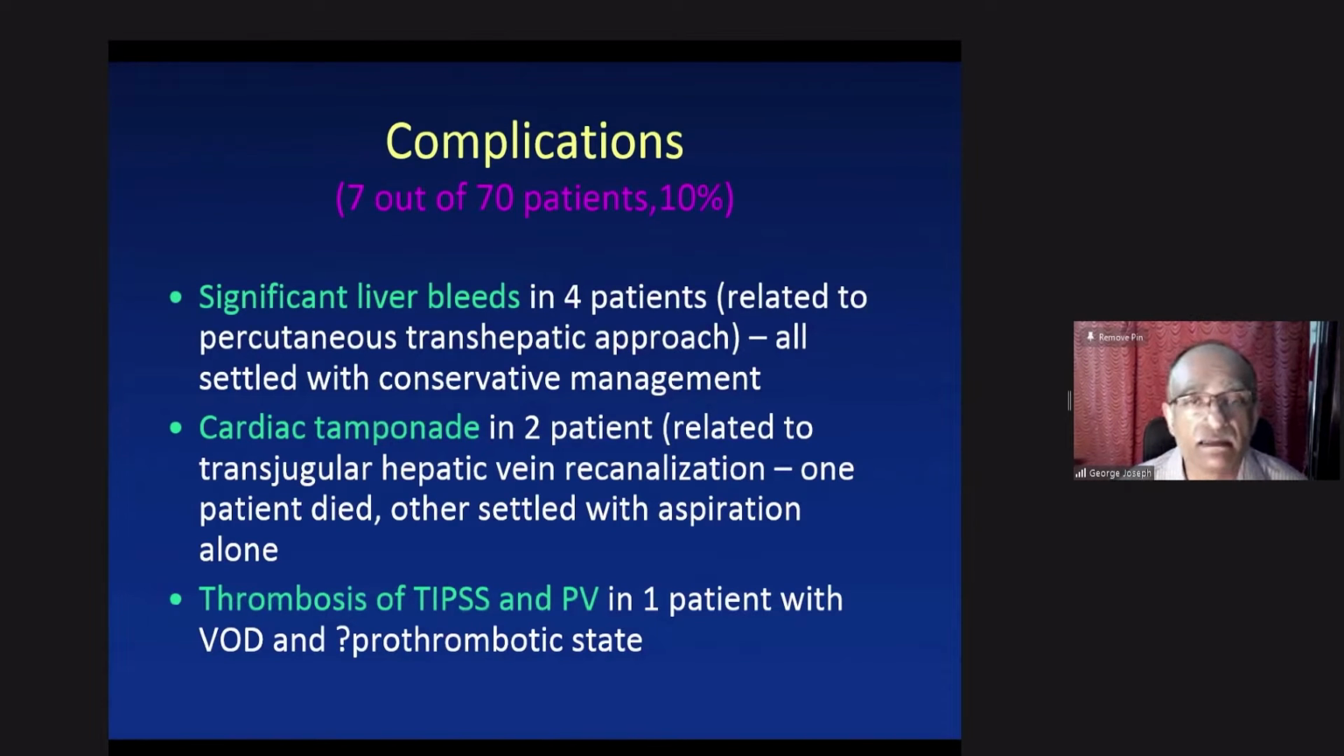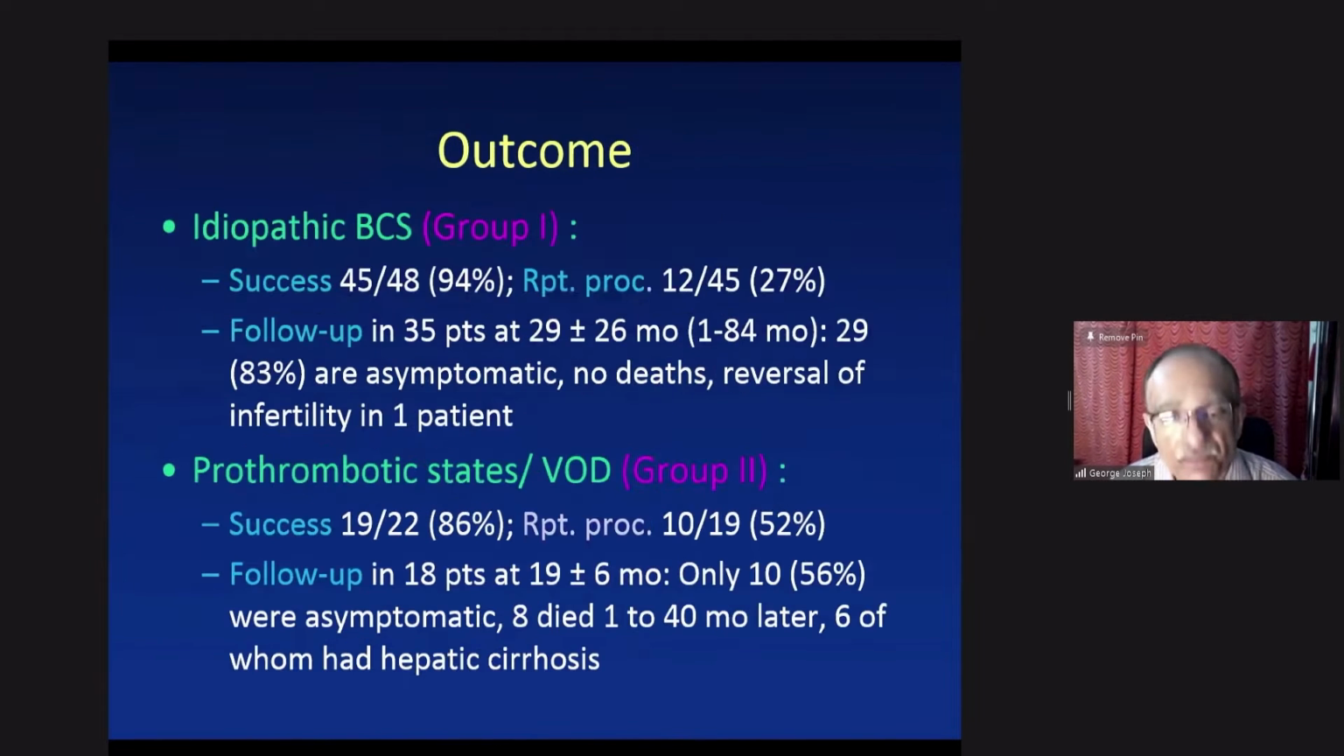So there are complications. 10% was the overall significant complication rate, mainly significant liver bleeds, but most of these can be treated conservatively. And we had 2 cardiac tamponades, which were related to the transjugular hepatic vein recanalization. And then we have thrombosis of the TIPS or the portal vein in prothrombotic states.